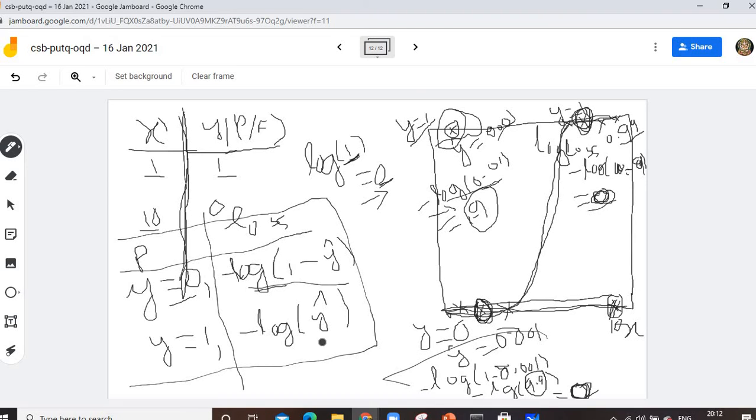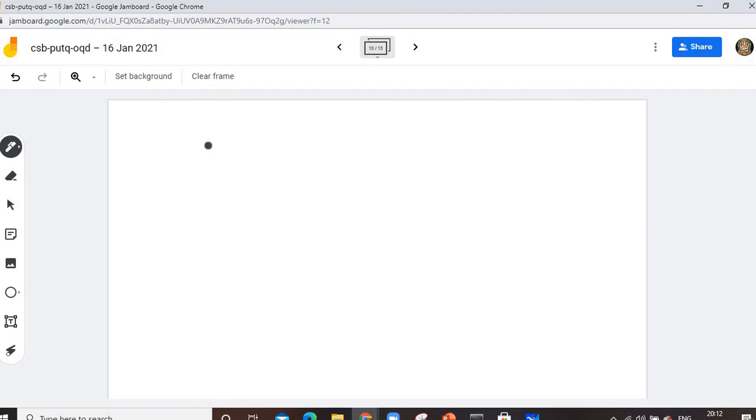Okay. So if you see, my function is like this: y is equal to 1 by, this is the sigmoid function, I am telling you, 1 plus e to the power minus mx.